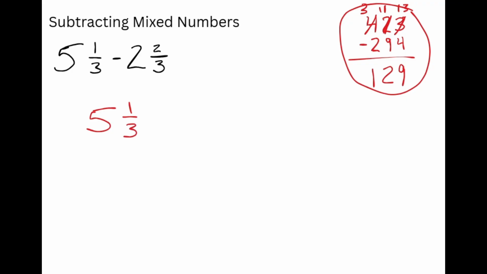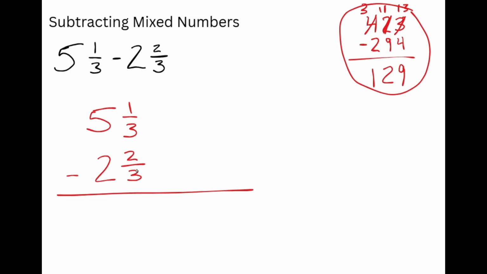So first thing I'm going to do, like I always do, set it up vertically. So I got 5 1/3 minus 2 and 2/3. Now, I did do a little bit easier problem here. I don't need to find common denominators, because they're already 3's, but that could be a process you have to do with one of these questions. So be ready for that.